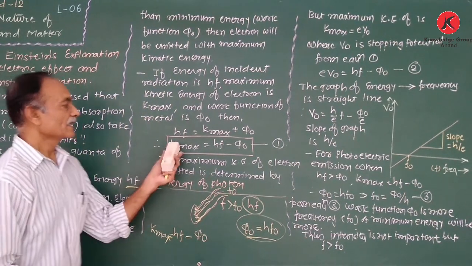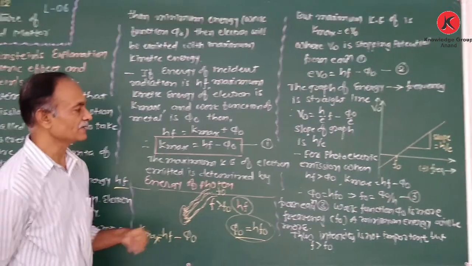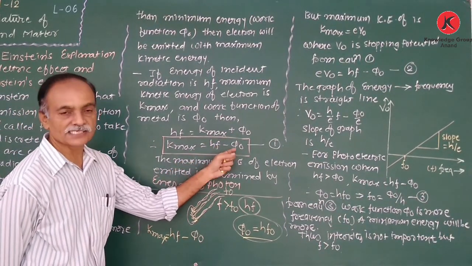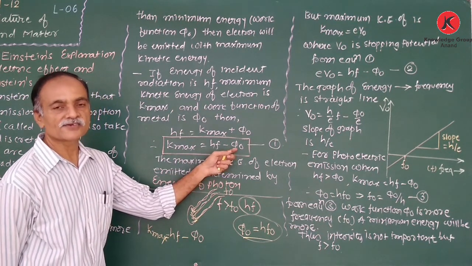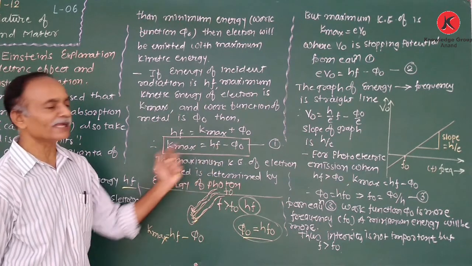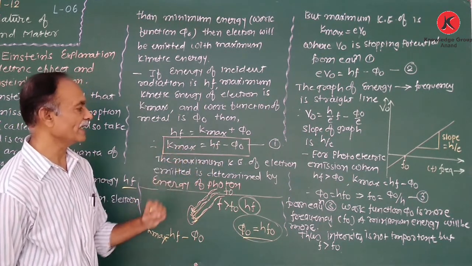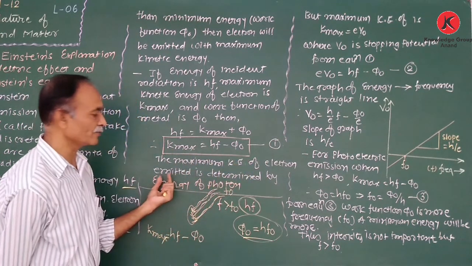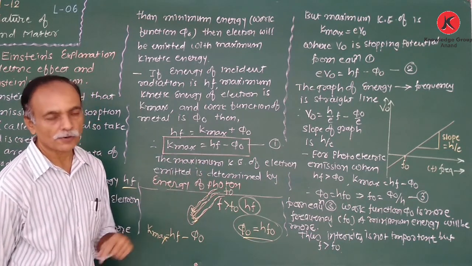Again, K maximum, that means the kinetic energy, is equal to hf minus phi 0. hf is the energy incident on the metal. Phi 0 is the minimum work function required to emit the electron from the surface of a metal. The remaining energy is given to the emitted electron in form of kinetic energy. Therefore, the maximum kinetic energy of the electron emitted is determined by energy of photon.